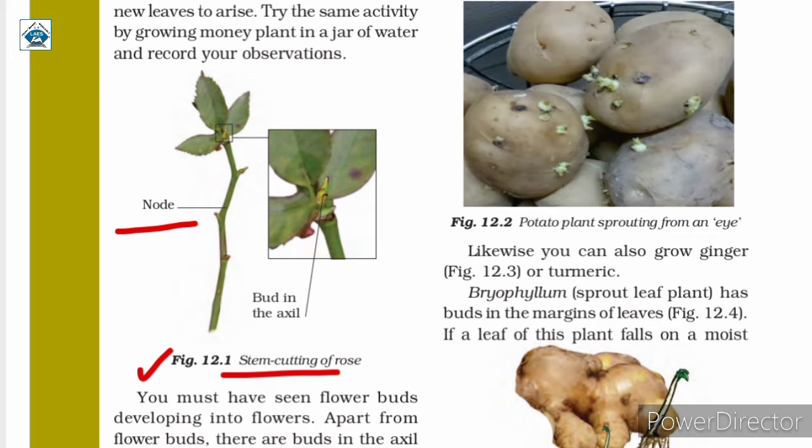Next, you have to bury the cutting in the soil and water it every day. You need to observe and then record the number of days taken for the roots to come out and the number of days required for new leaves to arise. You can also perform the same activity by growing a money plant in a jar of water. You can observe that a new plant is developed from the growth of the buried cutting. So we can conclude that from the stem, a new plant is developed by vegetative reproduction.